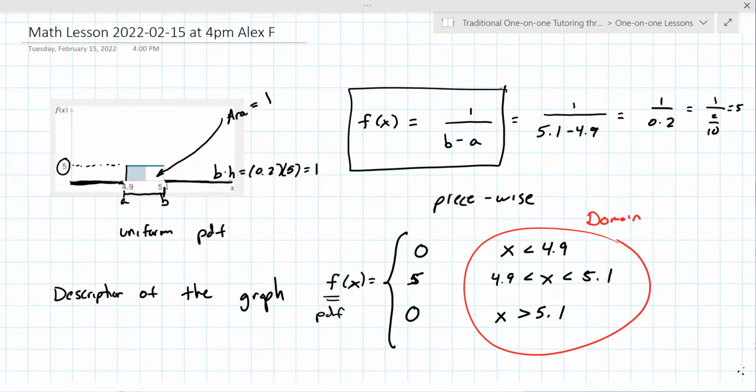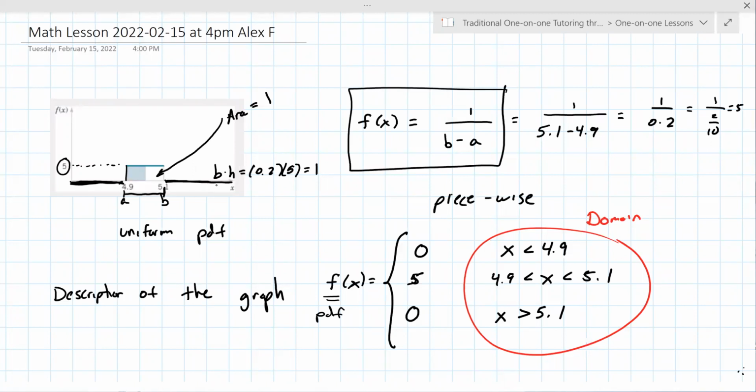F of x, that's the whole formula. And then finally, if x is greater than 5.1, it's also 0, because our interval was only from 4.9 to 5.1. That's right. And our 5 is coming from the f of x formula.